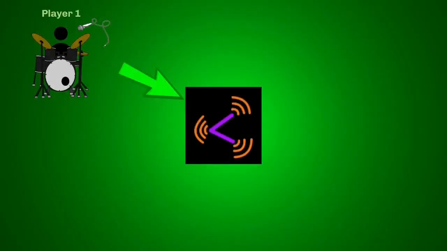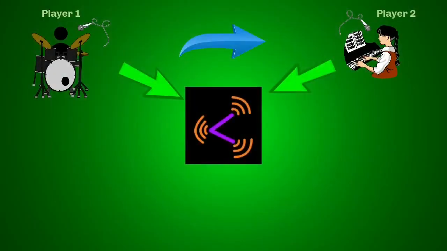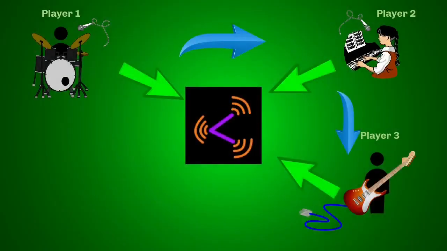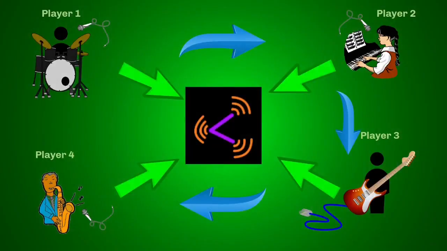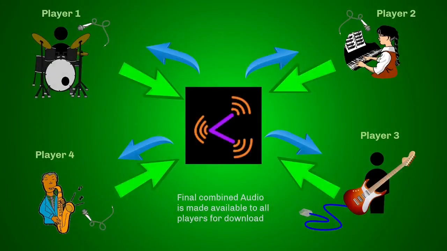For example, we start with the drummer to lay down the beat. Player 2 hears player 1 and plays along on beat and merges their audio before streaming to player 3, and so on. The final player has the completely combined audio that is shared with everyone and made available for download.